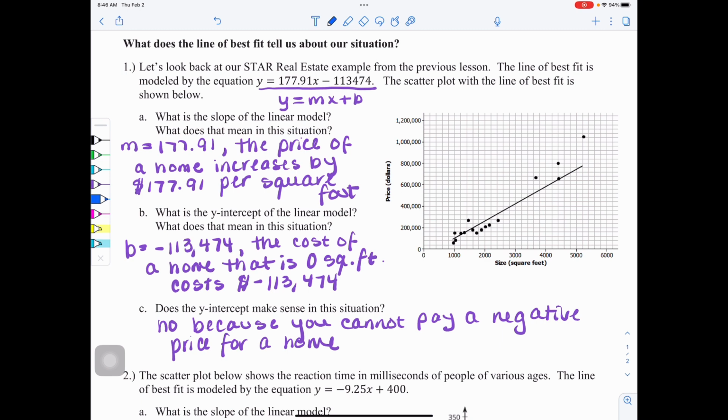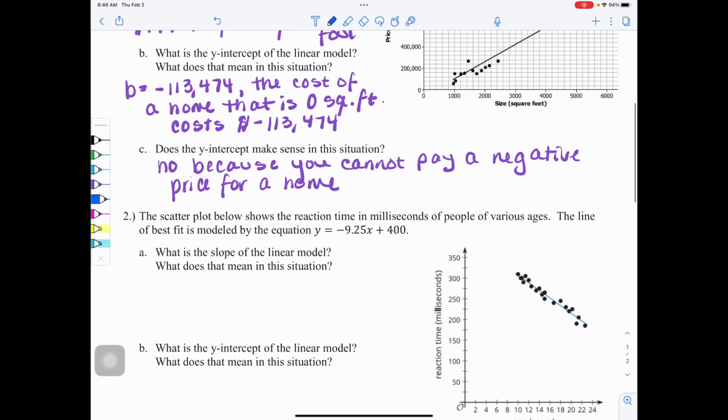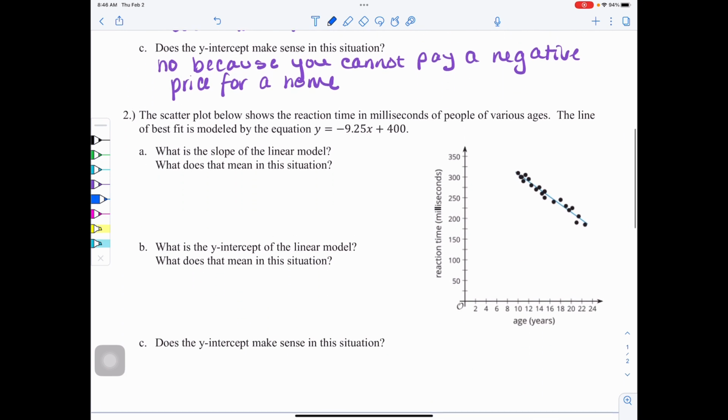So let's switch and go to number two. It says the scatter plot below shows the reaction time in milliseconds of people of various ages. The line of best fit is modeled by the equation y equals negative 9.25x plus 400. So this is the equation we're going to be using to help us answer the questions that follow.